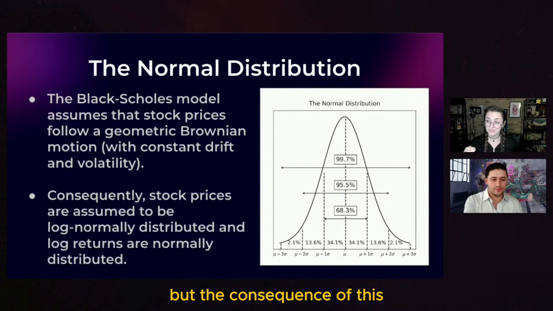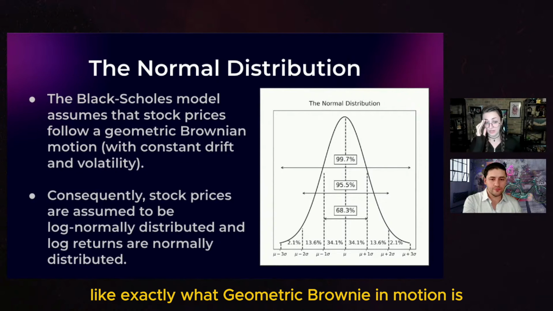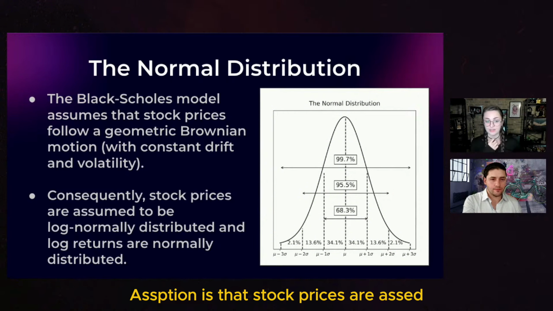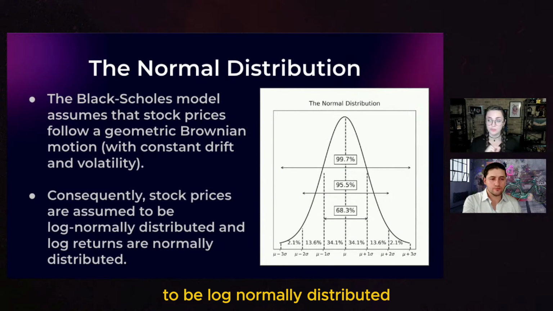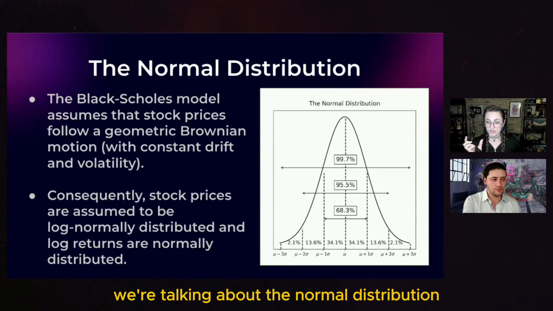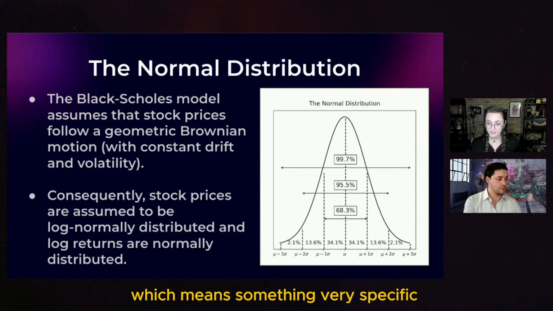But you don't really need to understand exactly what geometric Brownian motion is. A consequence of this assumption is that stock prices are assumed to be log-normally distributed, with log returns that are normally distributed. And in this context, we're talking about the normal distribution, which means something very specific.